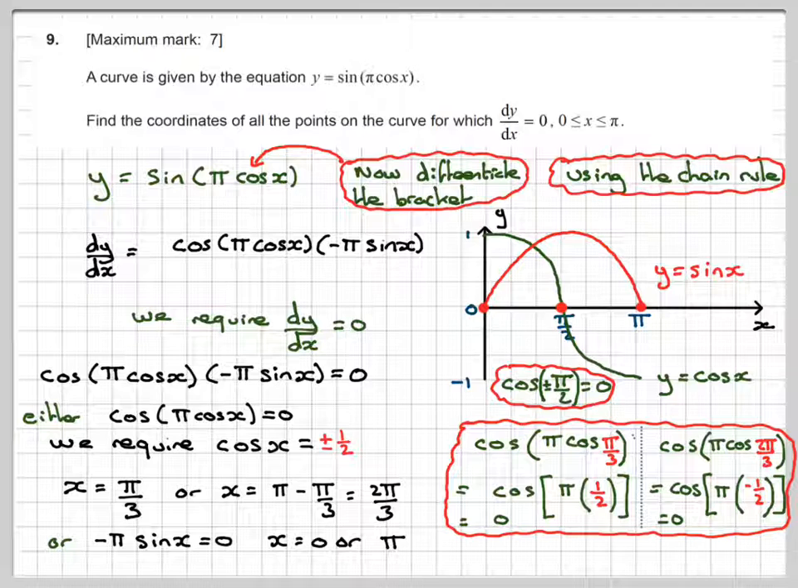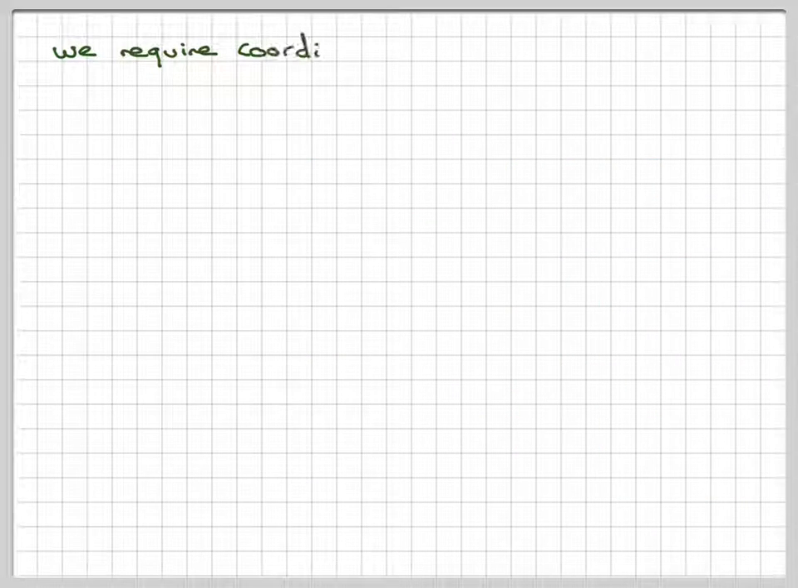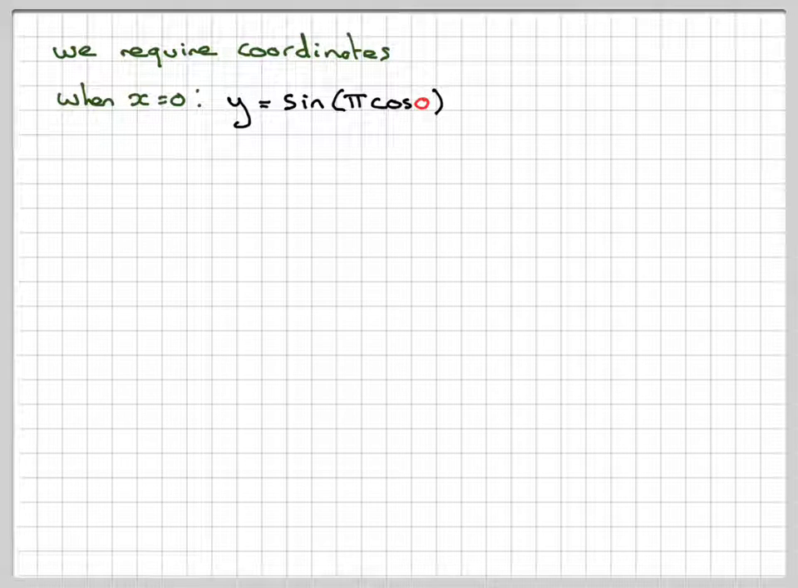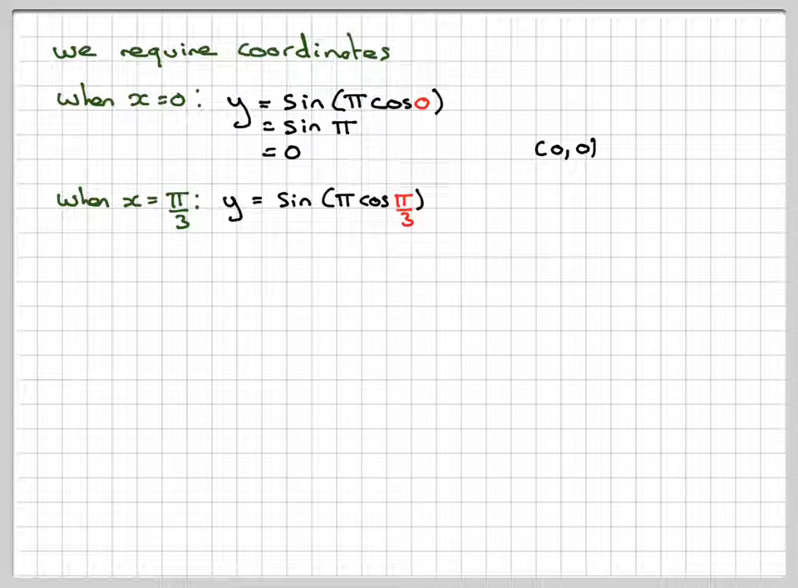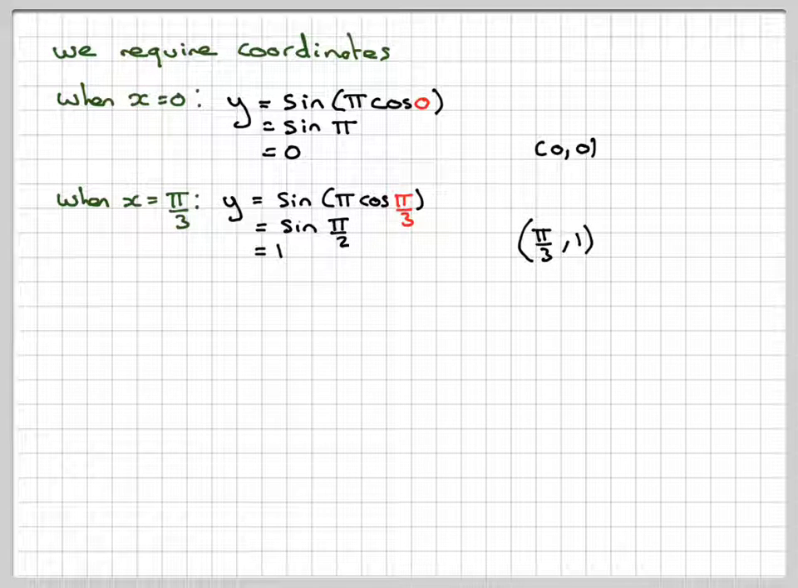Right, so we've got the x coordinates, we need to find the y coordinates now of each one. So we require the coordinates. So when x is equal to 0, we'll substitute it back into the original function. y is equal to sine pi cos of 0. Cos of 0 is 1, and sine of pi is equal to 0. So it gives 0, 0. When x is pi by 3, we're going to get y is sine of pi cos pi by 3. So we're going to get sine of pi by 2, because cos pi by 3 is a half. So sine of pi by 2 is equal to 1. So that gives pi by 3, 1.